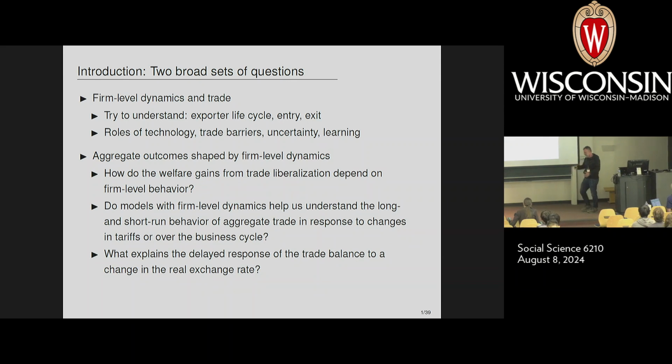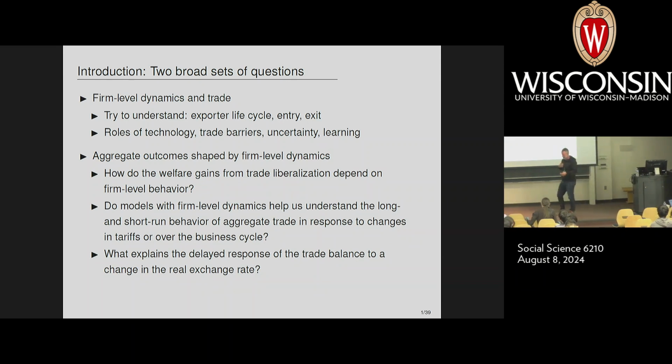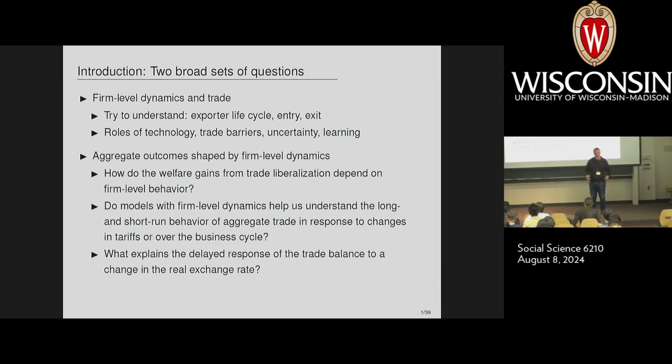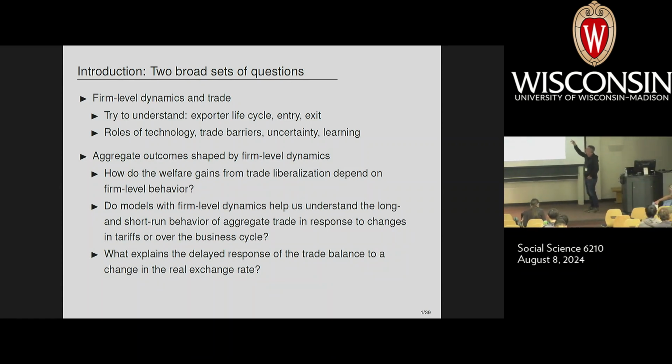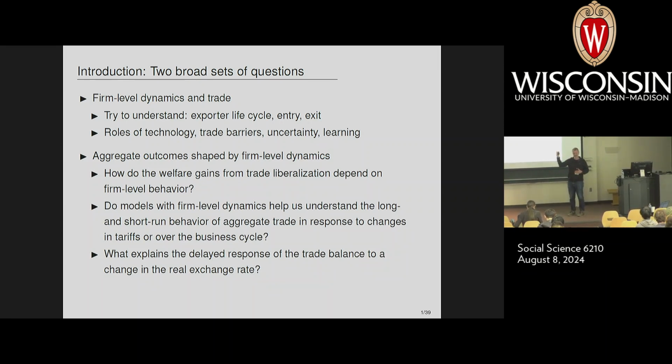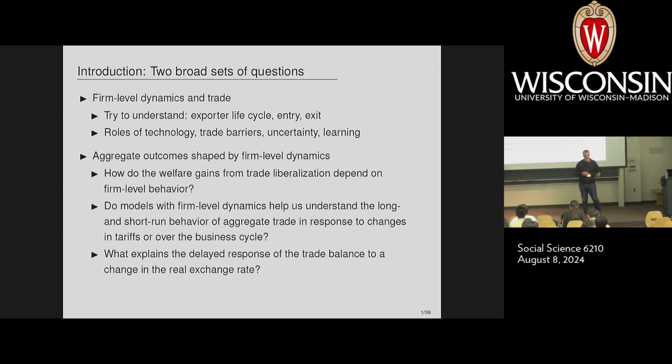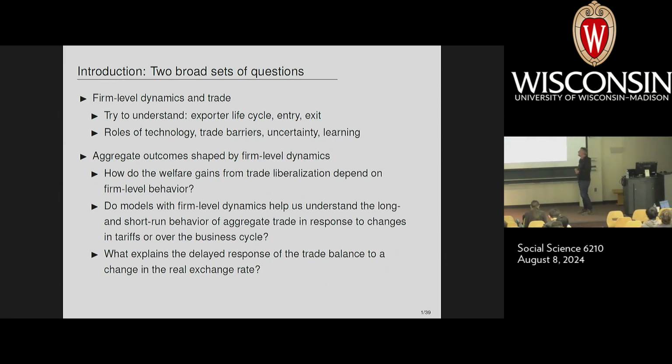What are the costs that keep firms from trading and that keep us as consumers from reaping those gains from trade, of having more varieties and cheaper varieties? So we are trying to understand the entry and exit of firms into foreign markets and their life cycle. I'll show you a little bit of data on that as we get going, right? That often tells us things about technologies, trade barriers, learning, uncertainty, lots of interesting questions and data to answer them.